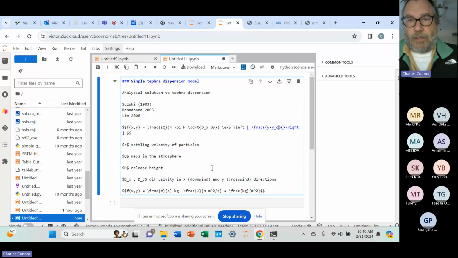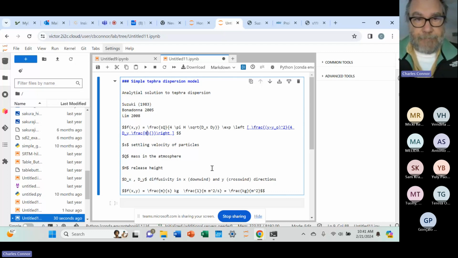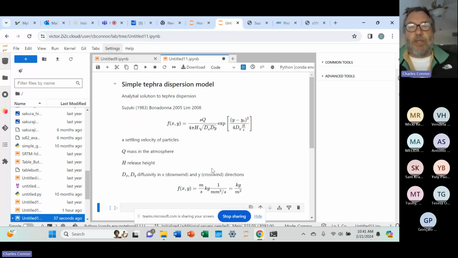And that whole quantity is going to be squared. And that's going to be divided by 4 times dy, that's the diffusivity, the crosswind diffusivity, and that's going to be divided by this fraction of the release height divided by the settling velocity. And I'm going to ignore my signs and things like that. So there's one bit that's in there.